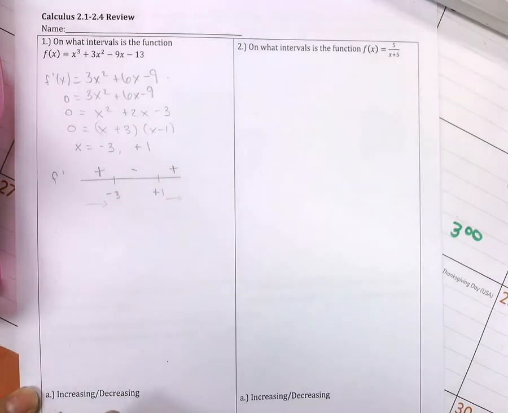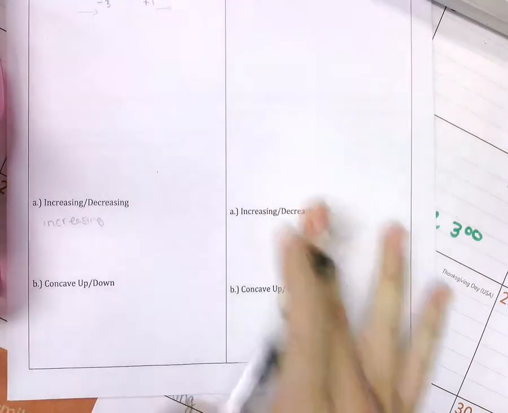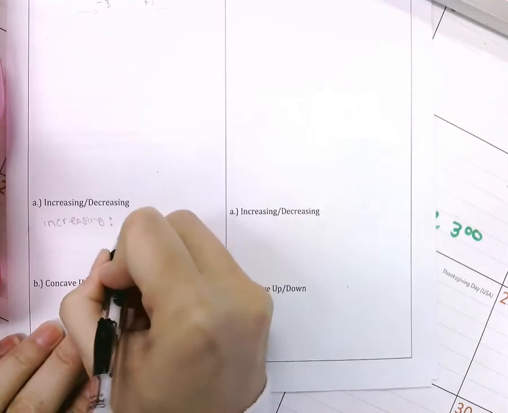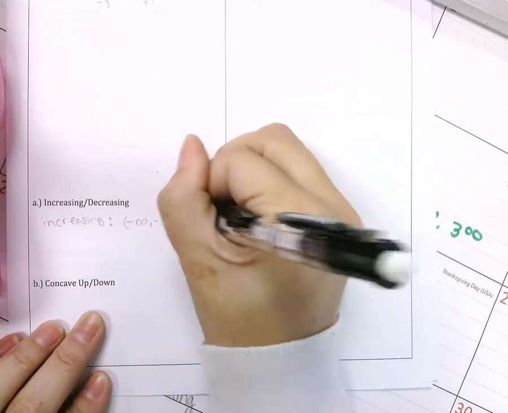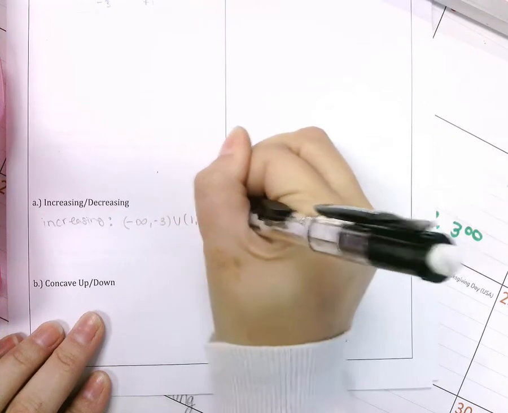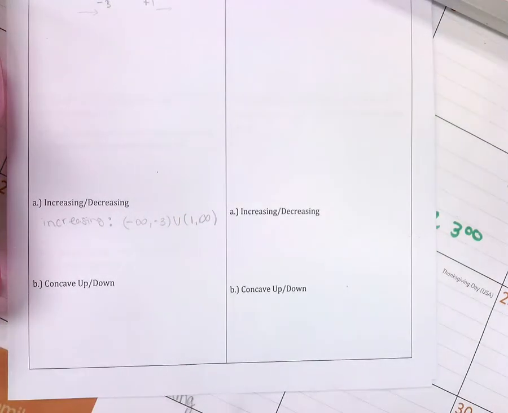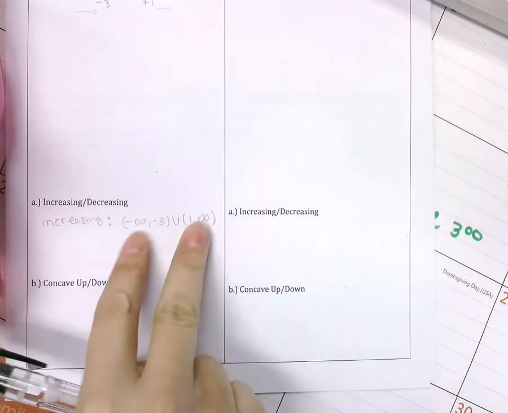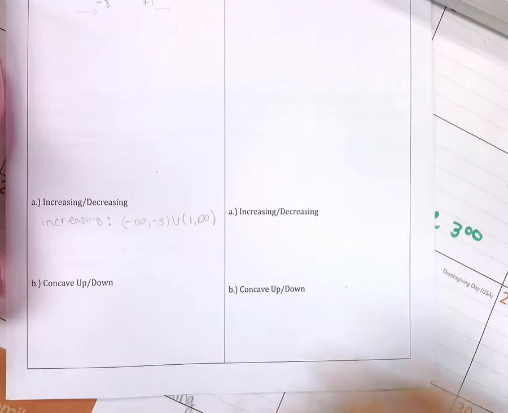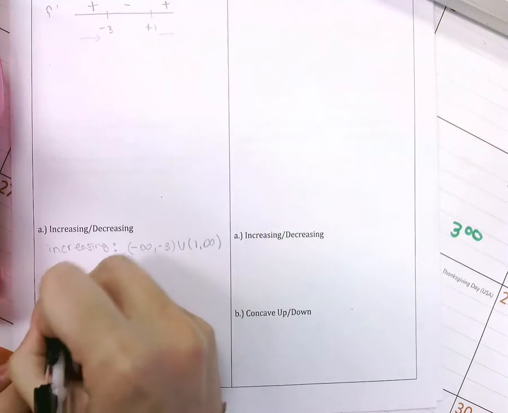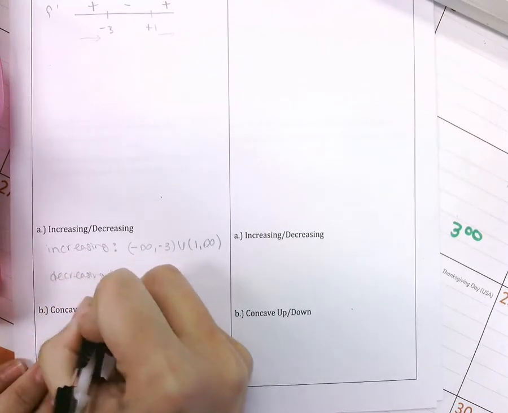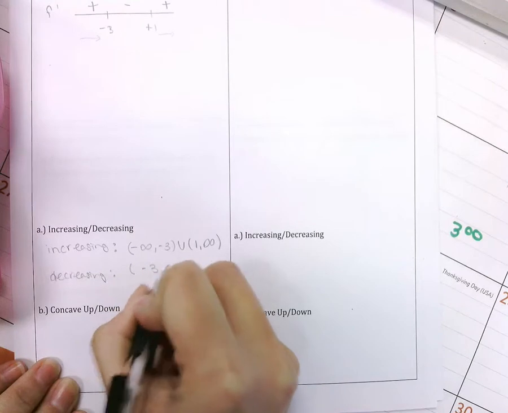So you're going to write increasing from -infinity to -3, union 1 to positive infinity. And make sure you put it in order from smaller to bigger, so don't put these this way. And then it's decreasing from -3 to 1.